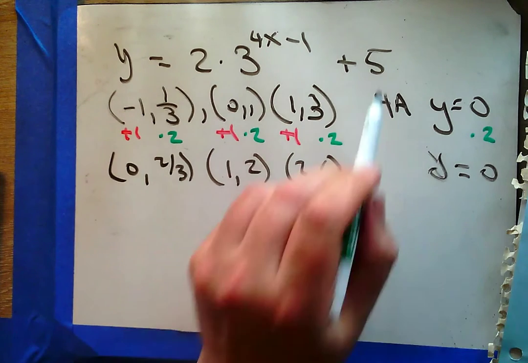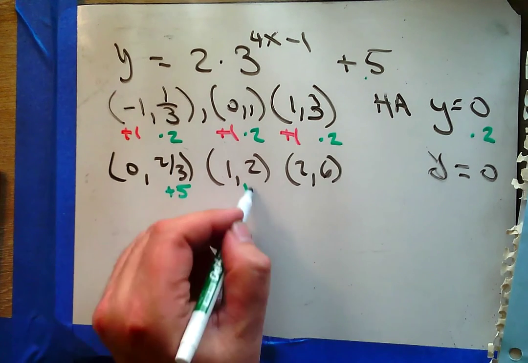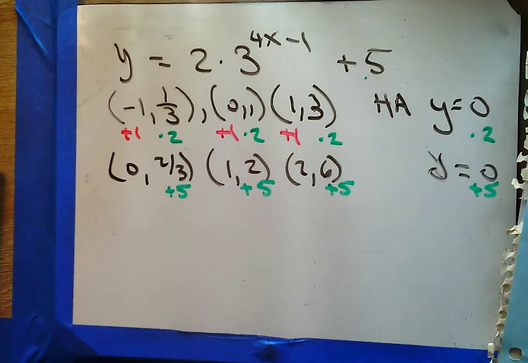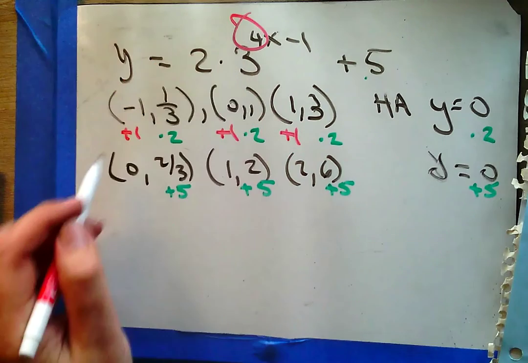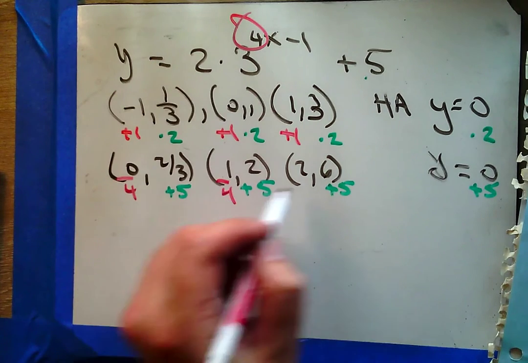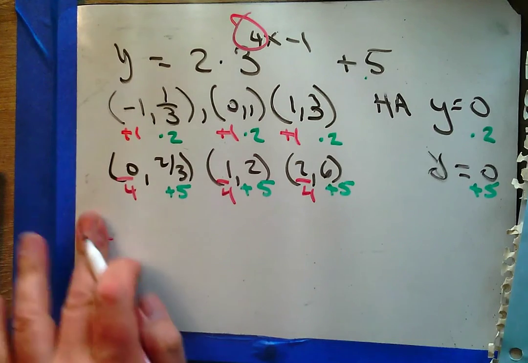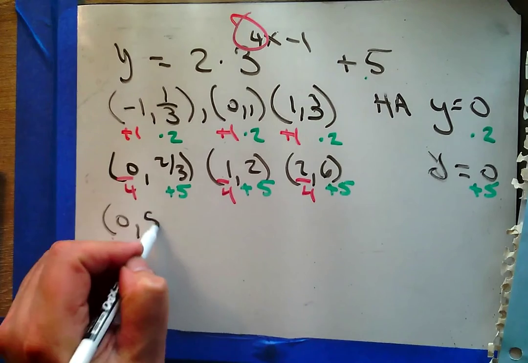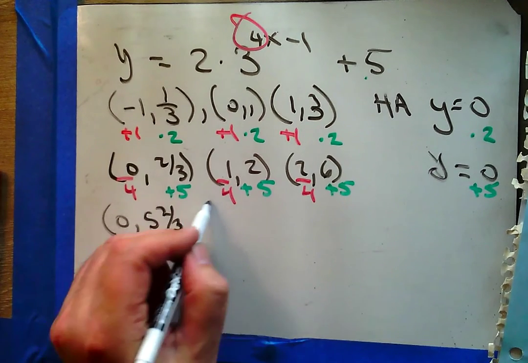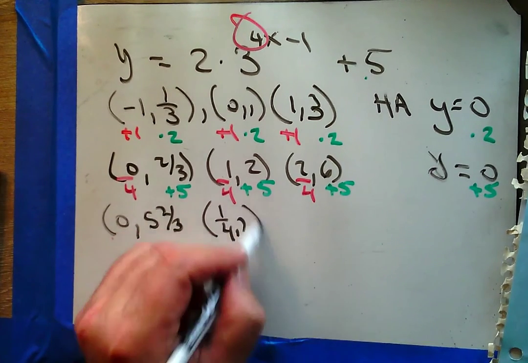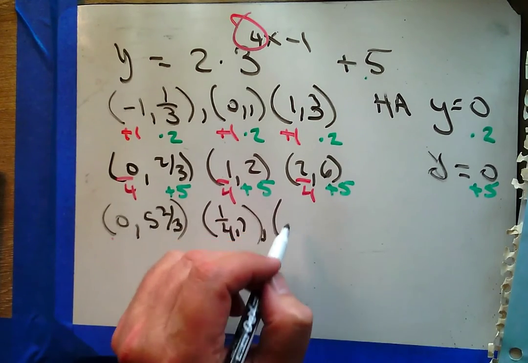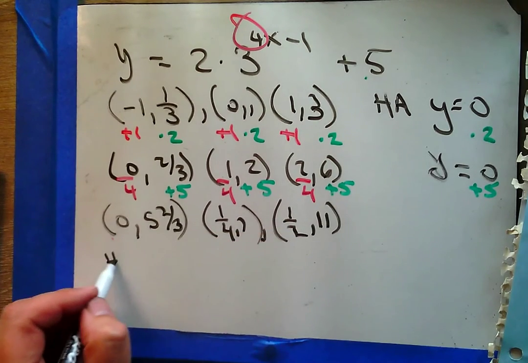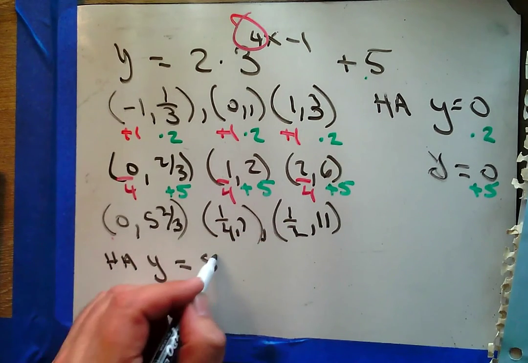Well, I see a y transformation here where I have to add 5 to all the y's, including that one. And I see one last x transformation where I'm supposed to divide all the x's by 4. So my points that I end up graphing will be 0, 5 and 2/3; 1/4, 7; and 1/2, 11. And don't forget a horizontal asymptote at y equals 5.